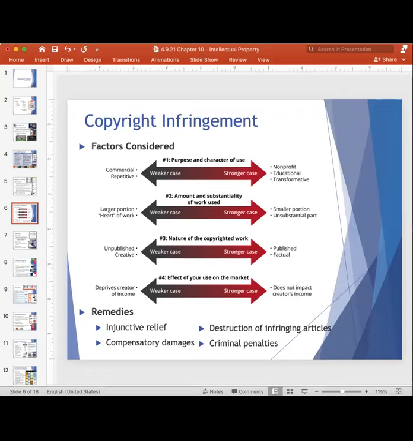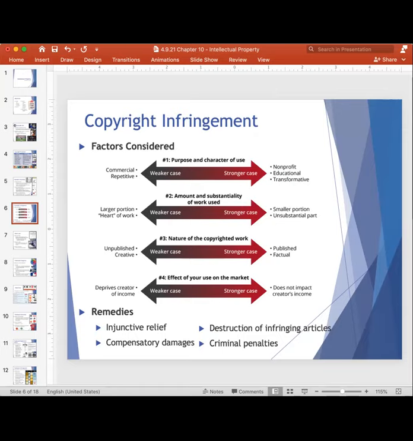They'll look at the purpose and character of the use, whether it's being used for commercial purposes or for educational or nonprofit purposes. Commercial, that's illegal. Educational, nonprofit, that is permitted under the fair use exemption.